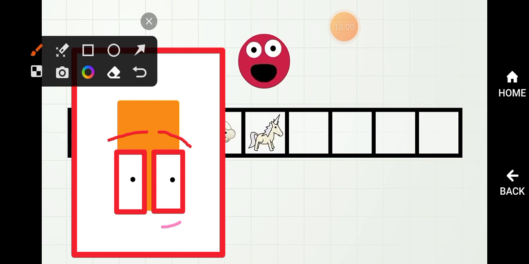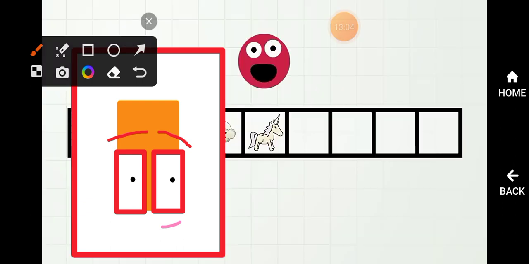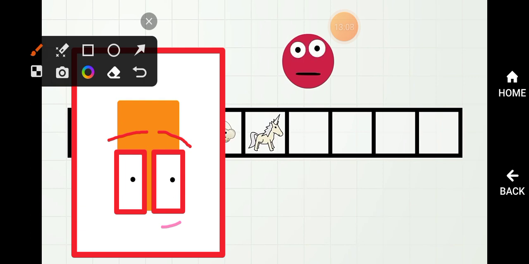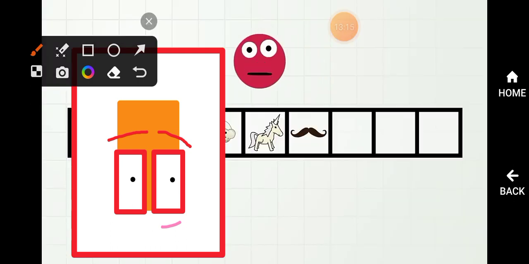That's right. It would be unicorn. Yay! And after unicorn, what would come next? That's right. It would be mustache. Yay! Question number 2. What do you think would happen if the pattern keeps going? Do you think it would stay the same or be different?